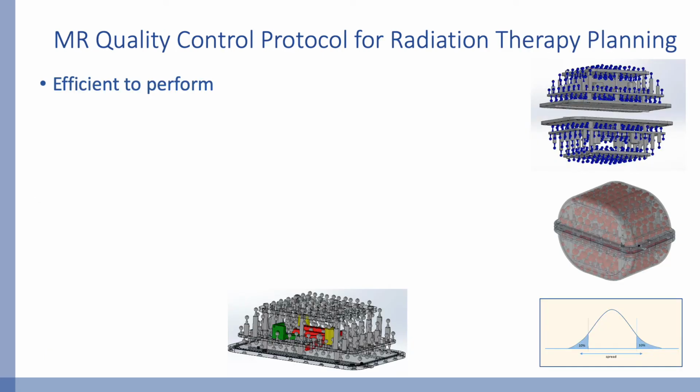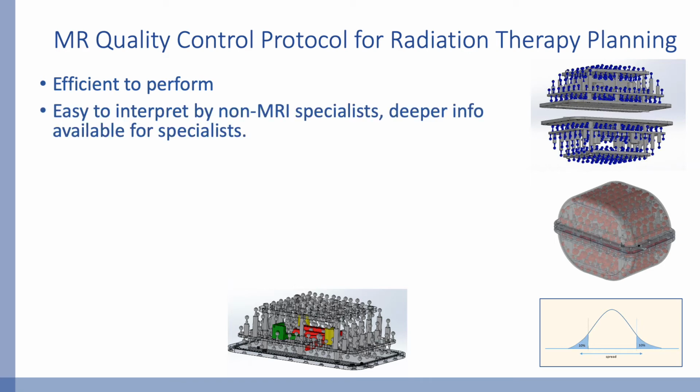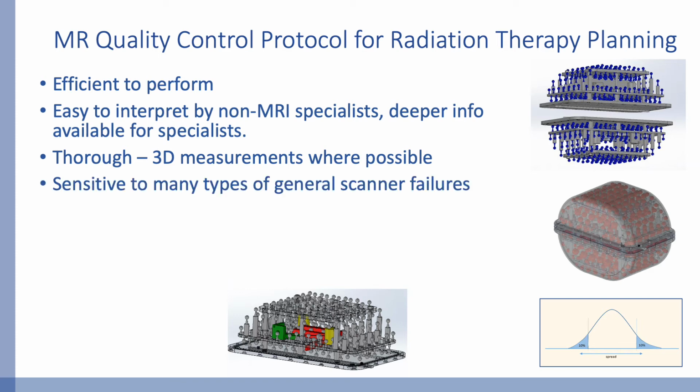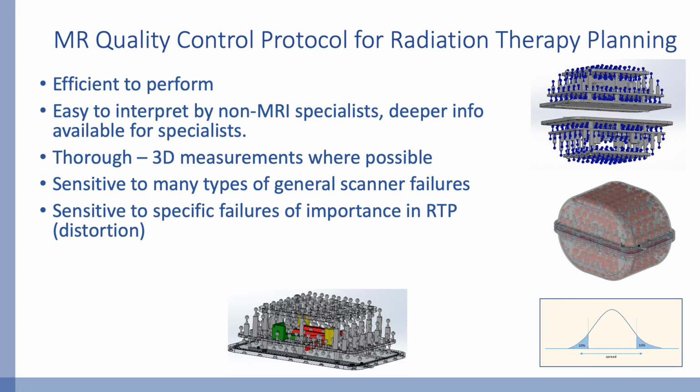MR quality control for radiation therapy planning has more demanding requirements than does diagnostic radiology, particularly when it comes to matters of geometric fidelity. In addition, it must support the use of the scanner outside the traditional domain of radiology departments. The process must be efficient to perform and easy to interpret by physicists without a specialty in MR. And the quality metrics should be sensitive to both distortion and scanner failures, along with user and configuration errors.